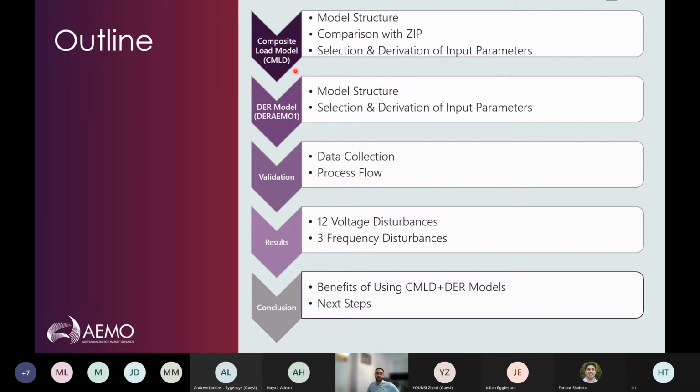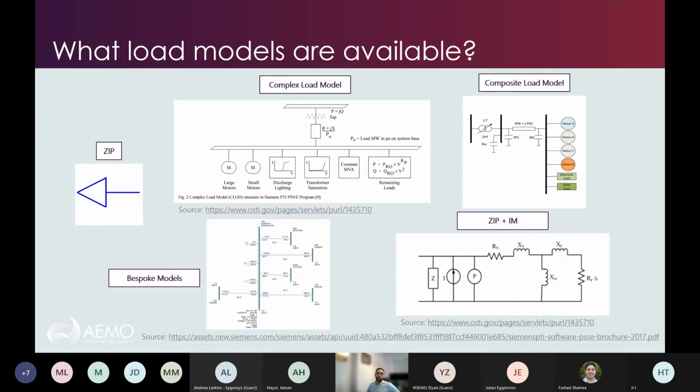So today I'll be going through the composite load model structure and how we selected the parameters, the DER model structure and parameters, the validation of the two models, some of the results that we've received from the validation, and then the benefits of using the models and the next steps in terms of our work from the operational DER management team perspective. For those that don't know what DER is, it's distributed energy resources and encompasses things like rooftop PV, your Tesla Powerwalls, for example, and other distributed resources. So electric vehicles would fall under that category as well.